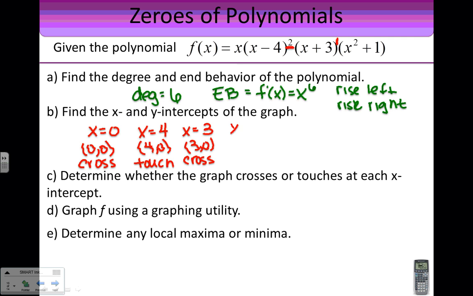And x squared plus 1, you have to be careful with that because if you solve that, you're going to end up taking the square root of a negative. So that means there's no x-intercept for that particular piece of the function. Okay, so we just have 3 x-intercepts, one at 0, one at 4, and one at 3. Crosses at 0, touches at 4, crosses at 3. Our y-intercept, just plug in 0 for x.